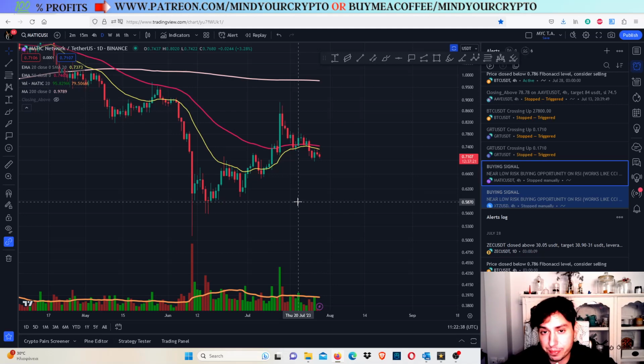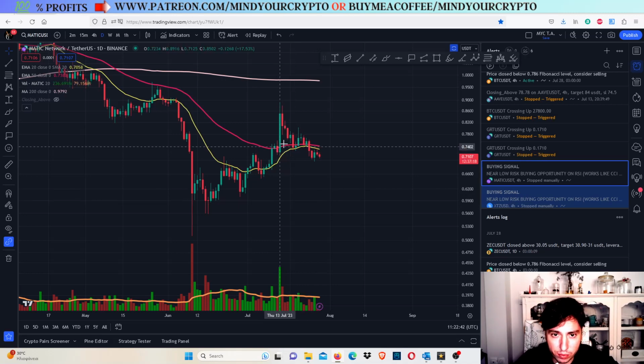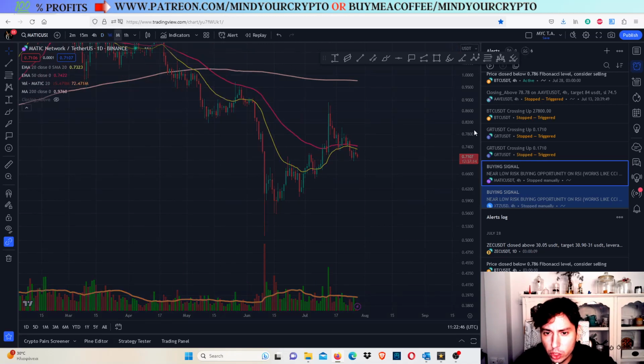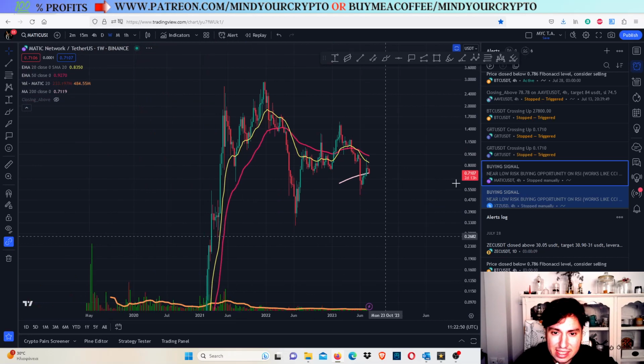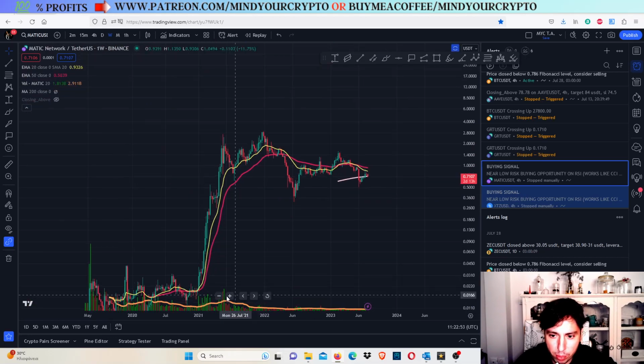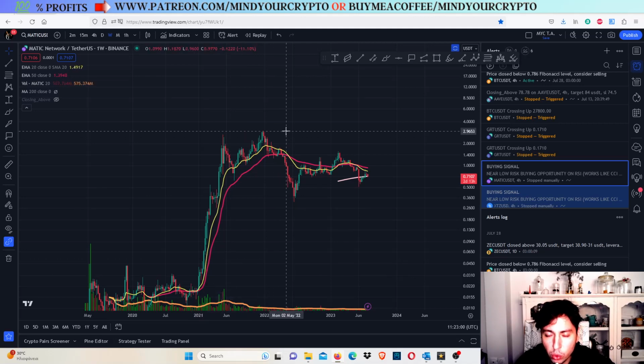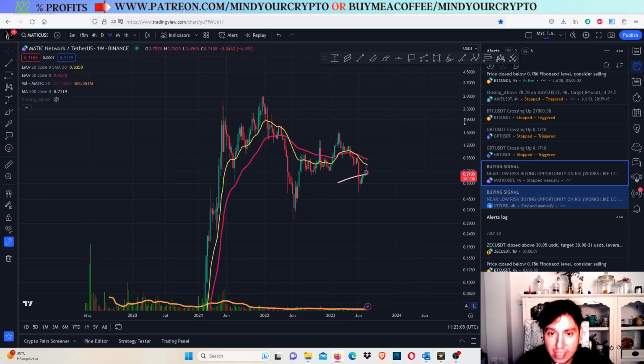Let's start. So, what Matic has been doing over the last couple of days, you can see that Matic, in general, if we go to the weekly frame, we will notice something beautiful. This altcoin, potentially from the 0.30 that it was and the 0.15 and so on, it has managed to pump above the 1 USDT over the 2.96, and right now it stays above the 0.50 area.